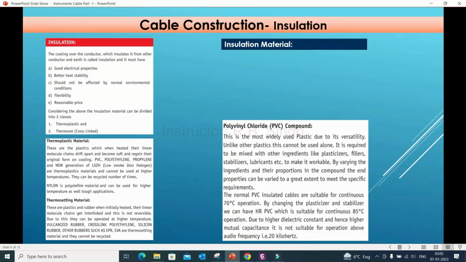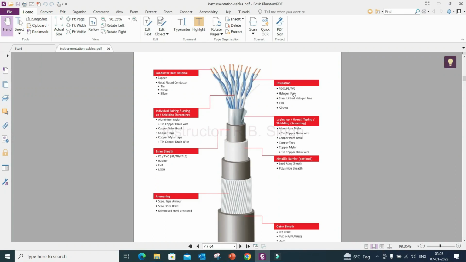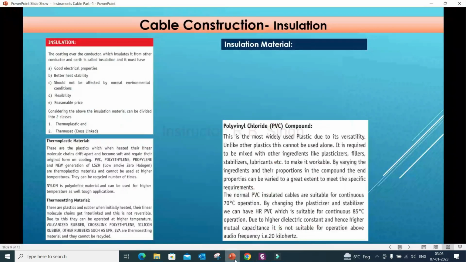Again, the insulation is part of this cable construction. So you can see PE, XLPE, PVC, halogen free, cross-linked halogen free, EPR, silicone, different types of insulations are available. So what is the insulation? It is the coating over the conductor which insulates it from the outer conductor or other conductors. So that means if you have two conductors, how will you insulate them from each other? You have to use different types of material that basically separate one conductor from the other. So this is called insulation.